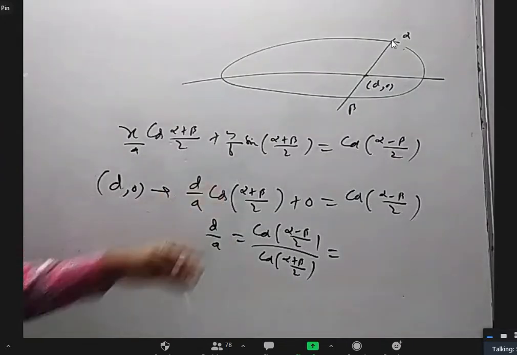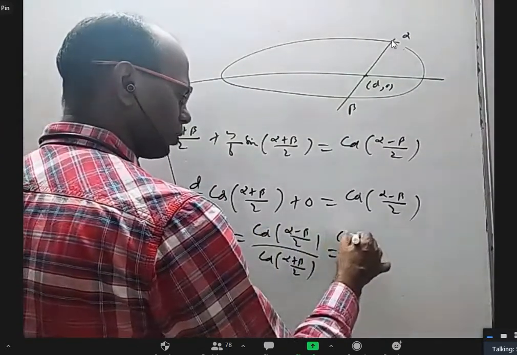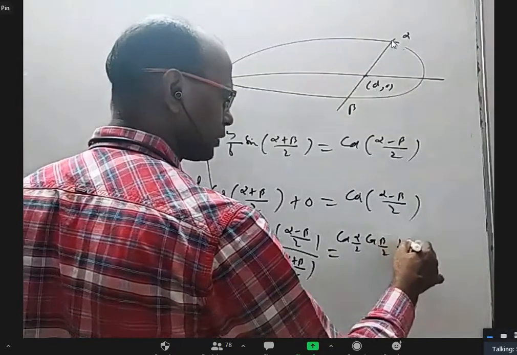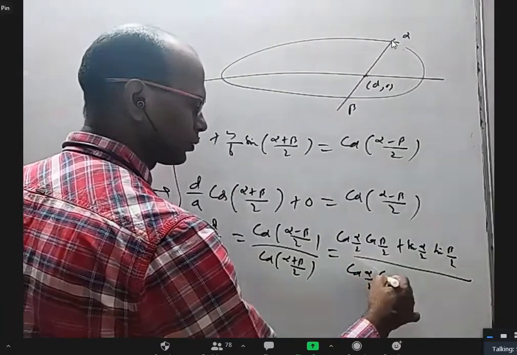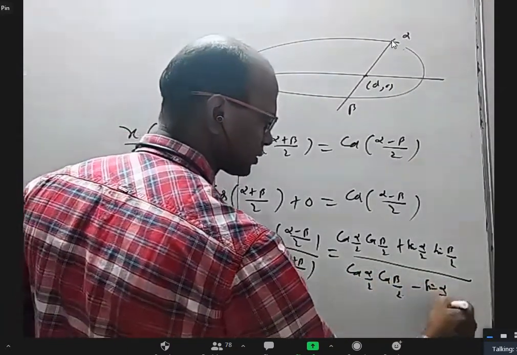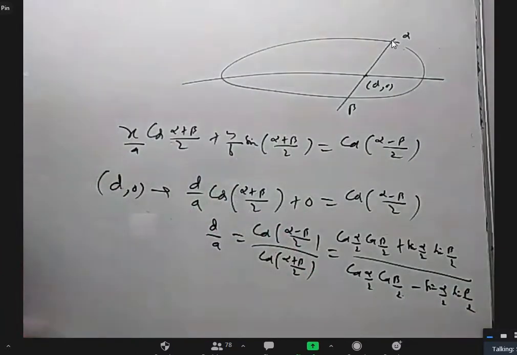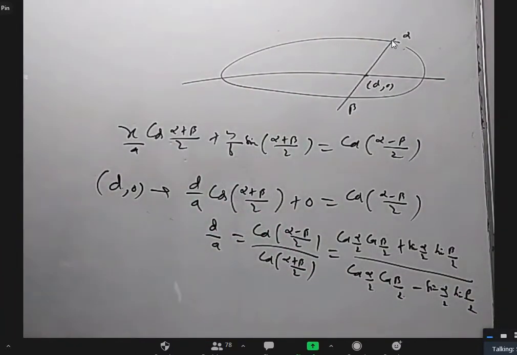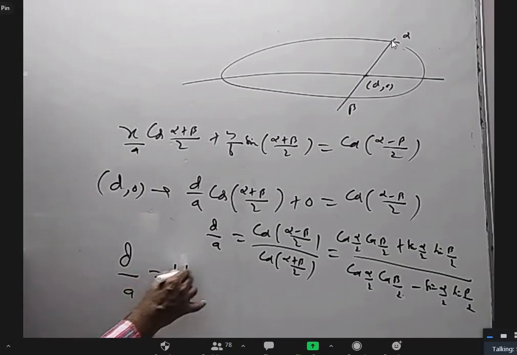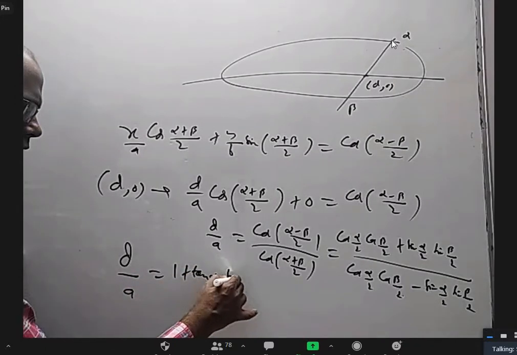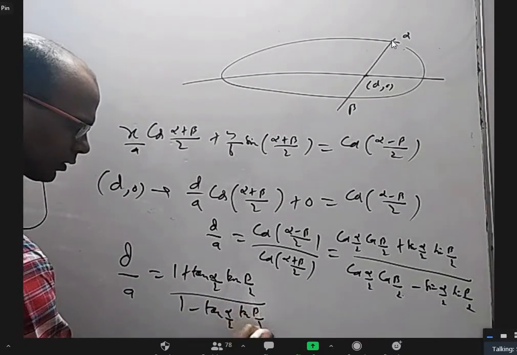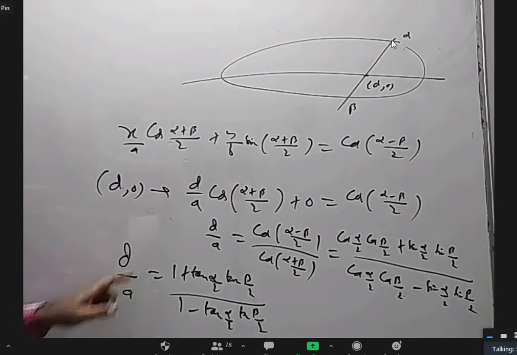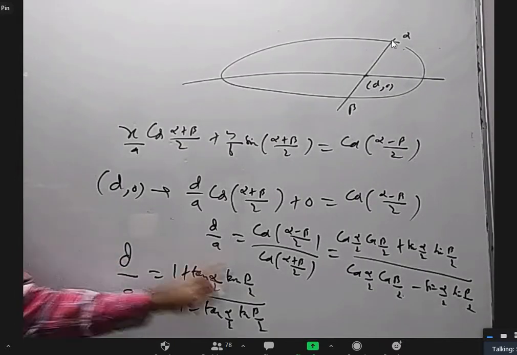Just to extend the previous question, if you expand this you will get cos alpha by 2 cos beta by 2 plus sin alpha by 2 sin beta by 2. This is cos alpha by 2 cos beta by 2 minus sin alpha by 2 sin beta by 2. If we divide by cos alpha by 2 into cos beta by 2, it will become d by a equal to 1 plus tan alpha by 2 tan beta by 2 over 1 minus tan alpha by 2 tan beta by 2. If you apply componendo and dividendo to this, in the previous question, in the place of d you have to put ae comma 0, a will cancel, e equal to this.